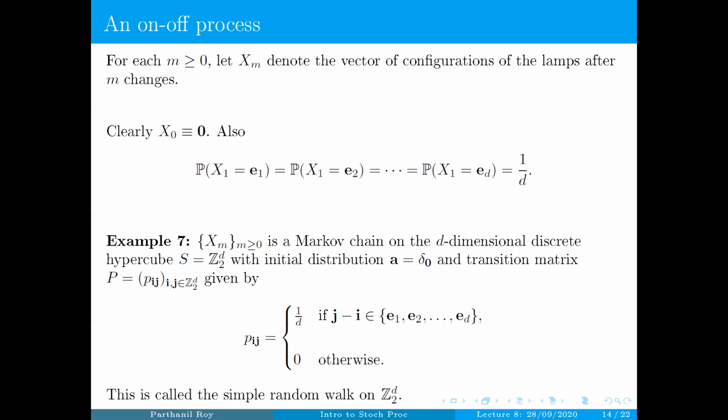Now, suppose the spin changes in this random fashion, in this on-off process kind of fashion. Each time, one of the particles is chosen at random and the spin is changed. If it's plus, it becomes minus. If it's minus, it becomes plus, and so on. Then the dynamics of the spin configurations is going to evolve exactly like this on-off process. So this will be a Markov chain that exactly is this on-off process.